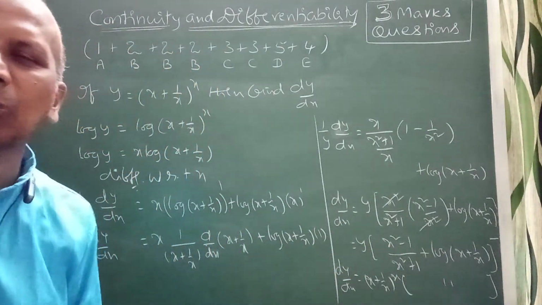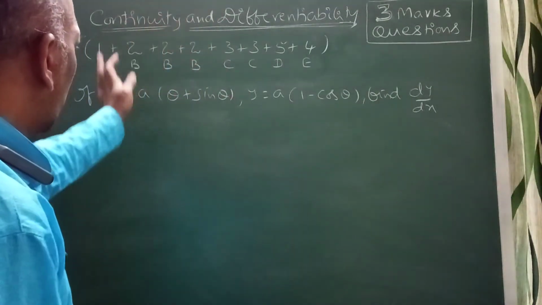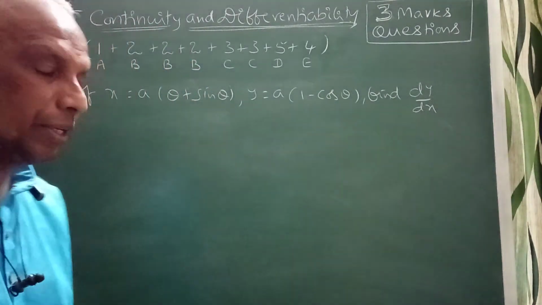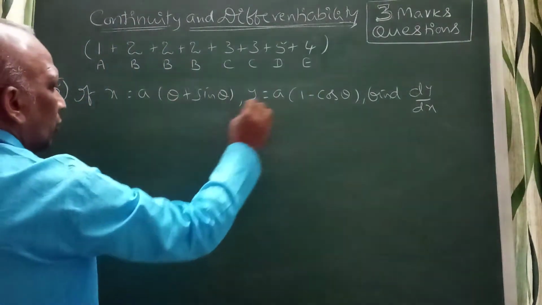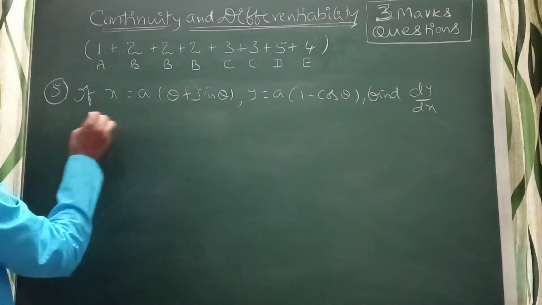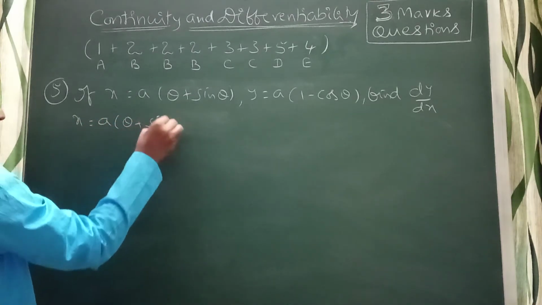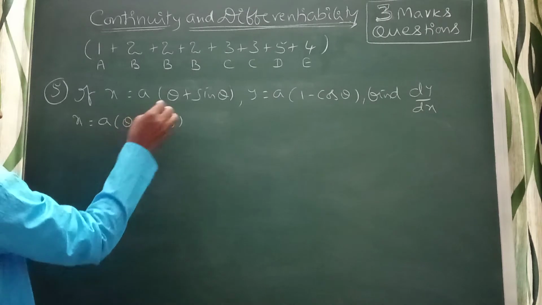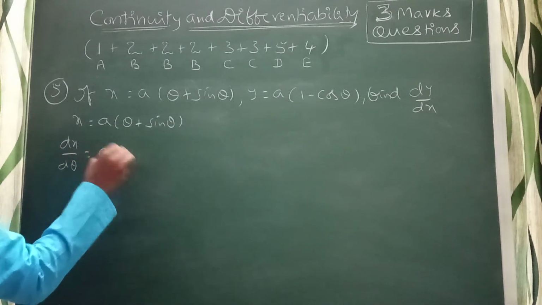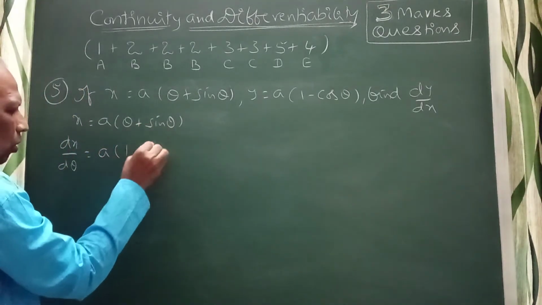I will explain the next problem now. See, these are the parametric equations. x equal to a into theta plus sin theta, y equal to a into 1 minus cos theta. Find dy by dx. In this problem you can see here, I can find dx by d theta, dy by d theta. You take x is equal to a into theta plus sin theta. You find dx by d theta, equal to a into, with respect to theta, derivative of theta is 1, sin theta cos theta.